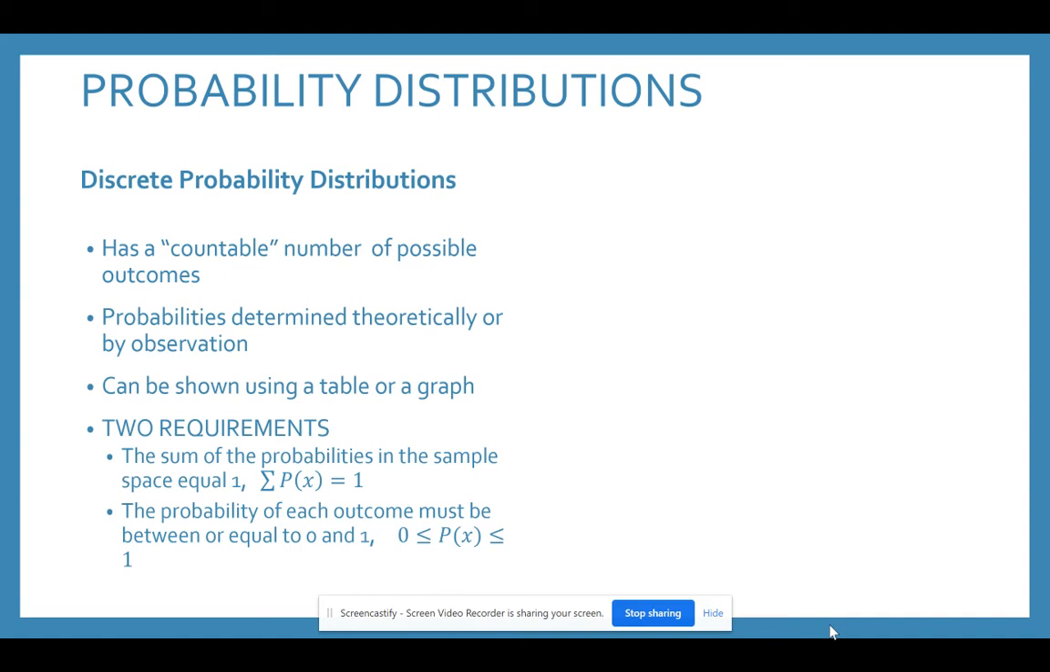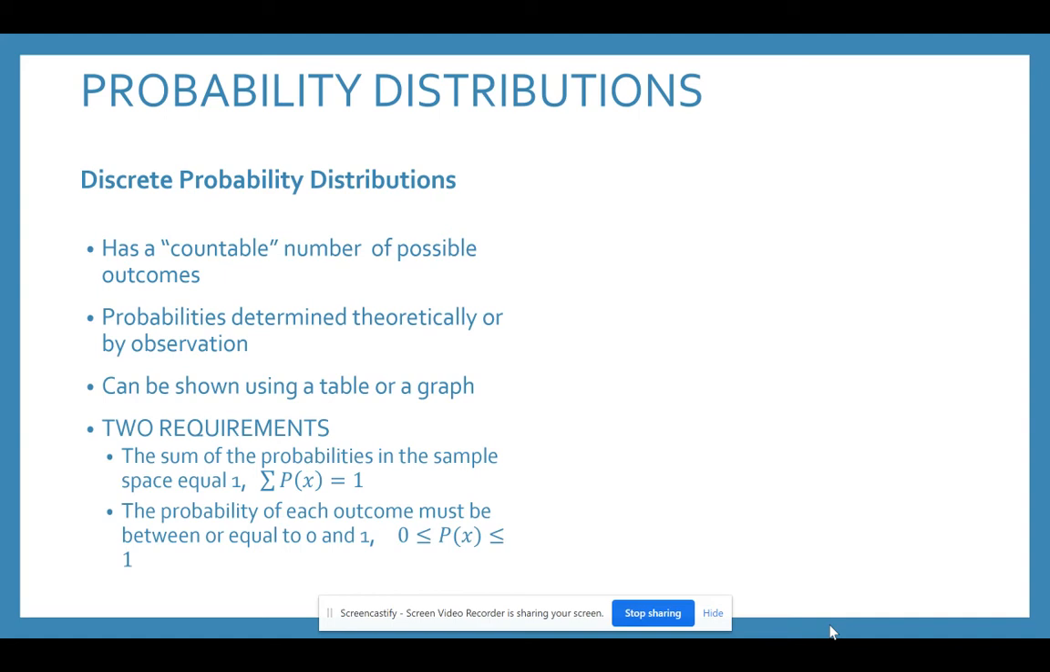The second condition is that the sum of the probabilities in the sample space, the sum of all the different things that can happen, totals to 1. And then the third condition is that the probability of each outcome must be between or equal to 0 and 1. If you'll recall, a probability of 0 means there's no way that particular event is going to happen. It's impossible. A probability of 1 means that that particular event or outcome is certain, without a doubt, going to occur.